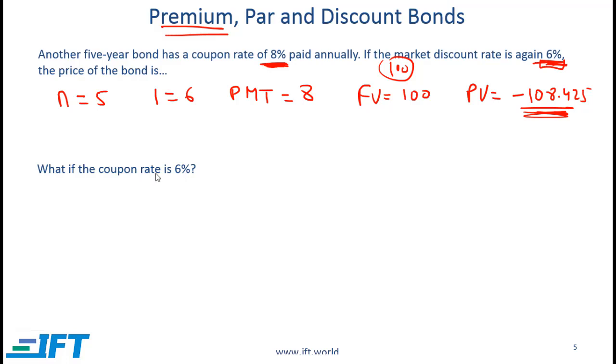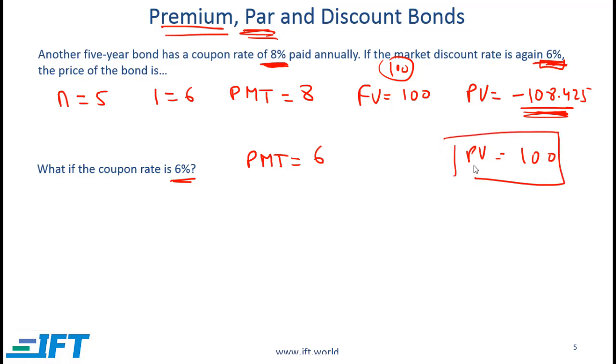What if the coupon rate is 6%? So we use all the same numbers except we say that payment is equal to 6. Here the present value will be 100, and this is called a par value bond because the coupon rate is the same as the market discount rate, and when that happens then the present value or the price is equal to par value.